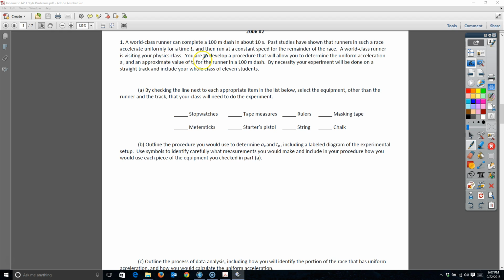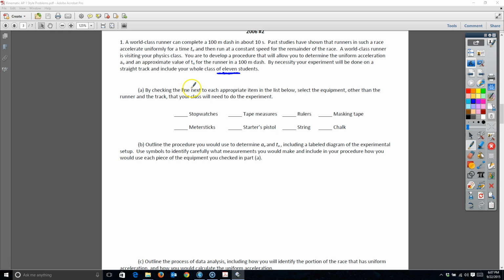So this person is visiting your physics class and you need to develop a procedure that allows you to determine that uniform acceleration and the approximate value of time for that runner in that 100-meter dash. You've got a straight track and you have a whole class of 11 students. So some really important items here.